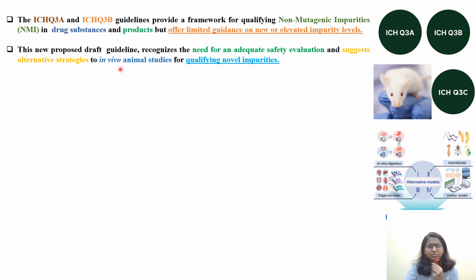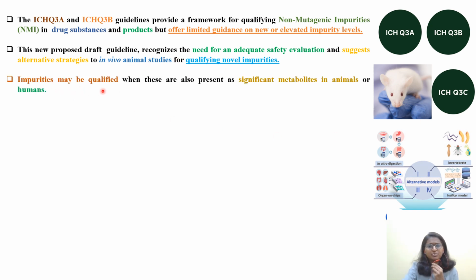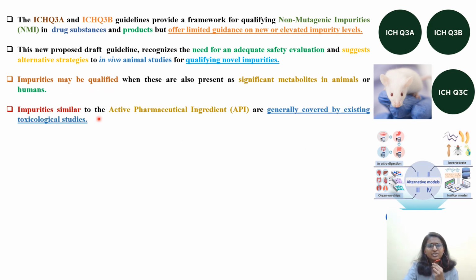Those are alternative strategies to in vivo animal studies for qualifying novel impurities. So, what are those methods? Impurities may be qualified when they are also present as significant metabolites. So, one approach is the metabolite approach. If the impurity is a significant metabolite either in the animal studies or human studies, you can directly qualify that impurity. Impurity similar to the active pharmaceutical ingredient: if that non-mutagenic impurity is similar to the API, it can generally be covered by the existing toxicology studies of the API, which can be used for qualifying that non-mutagenic impurity.